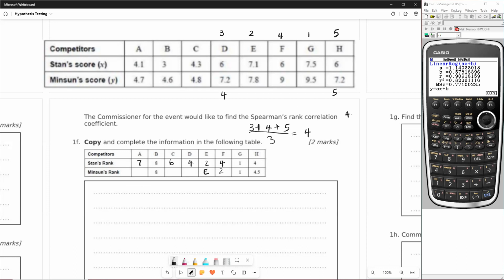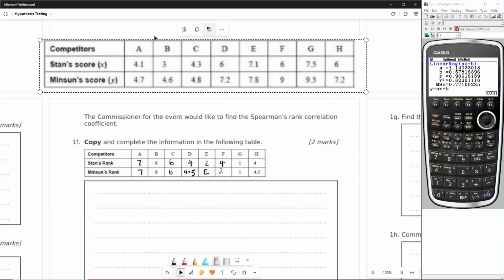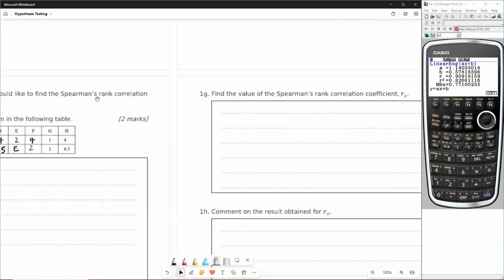So again, we find the average of that ranking, and that's 4.5, which means both of them get a ranking of 4.5. You can see that they already had written 4.5 on H. And then now we look for number 6, and that would be C, and number 7 is A. Okay. And the next question says, find the Spearman's rank correlation coefficient.